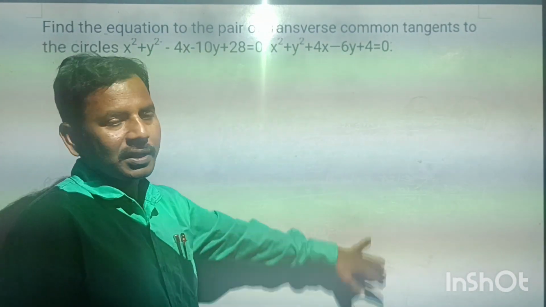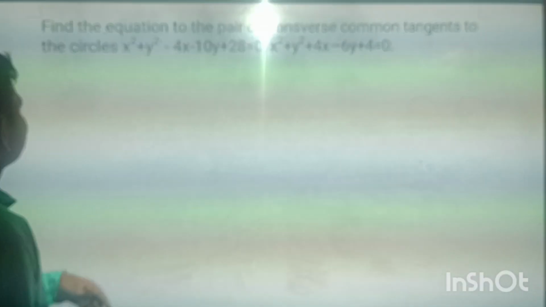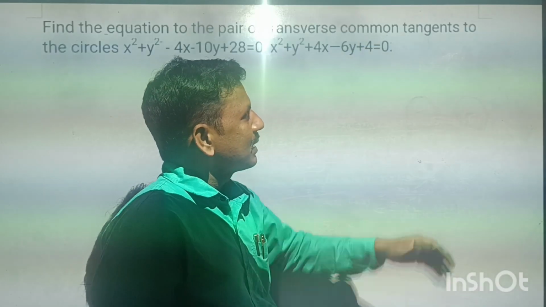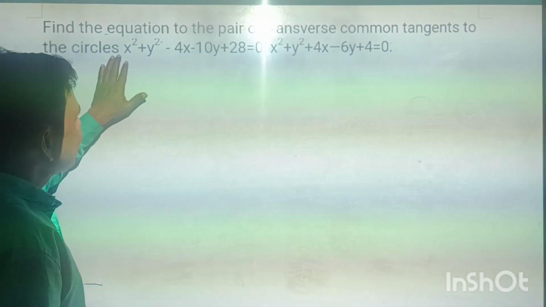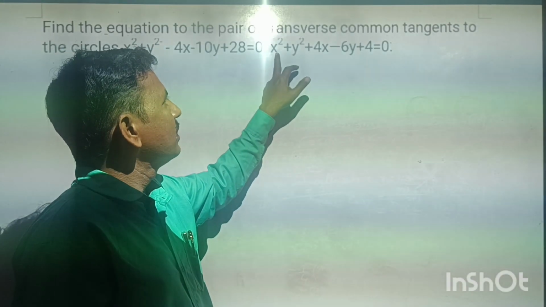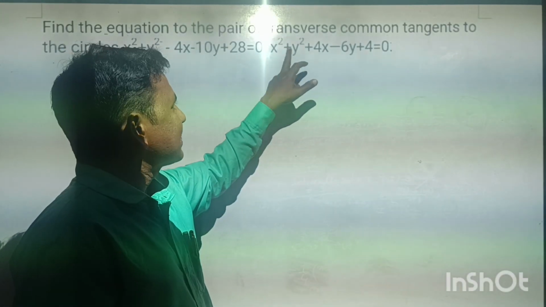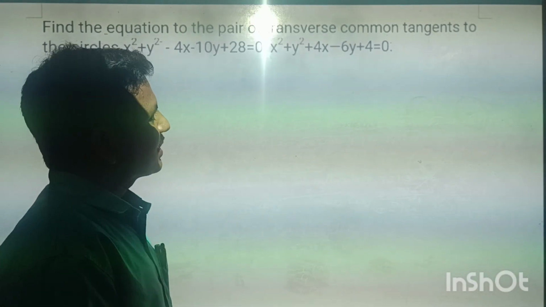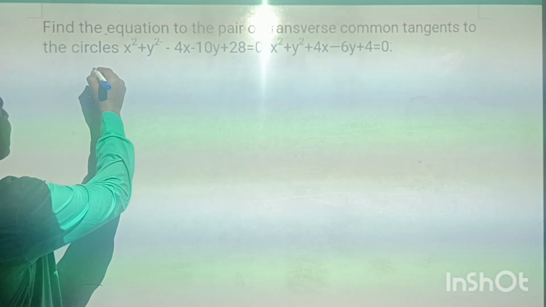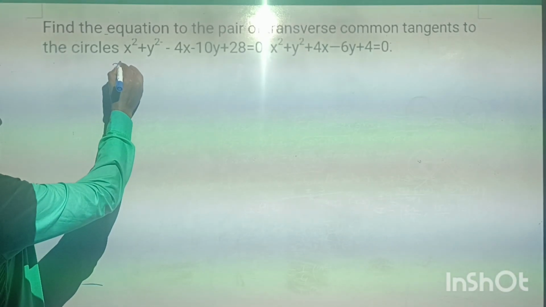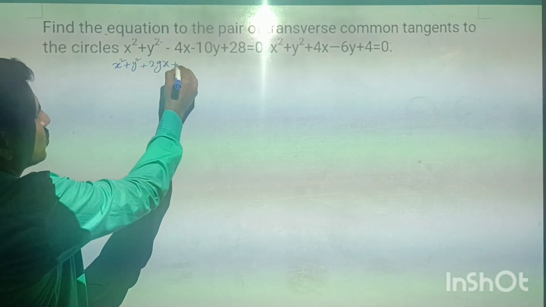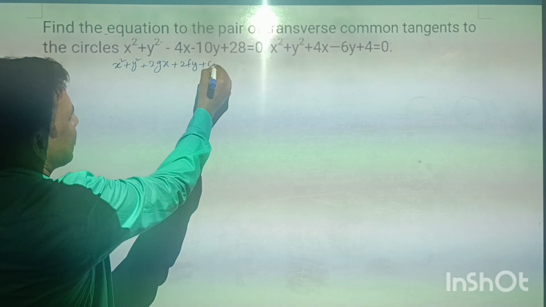This problem belongs to the intermediate. What is given here? Find the equation to the pair of transverse common tangents to the circles x square plus y square minus 4x minus 10y plus 28 equal to 0. Another circle equation is x square plus y square plus 4x minus 6y plus 4 equal to 0. We know that the general equation of the circle is x square plus y square plus 2gx plus 2fy plus c equal to 0.